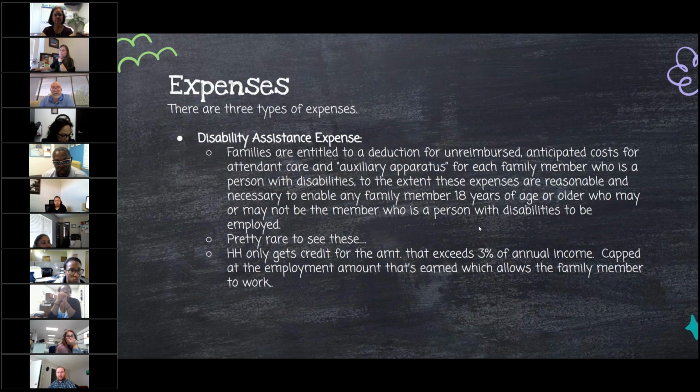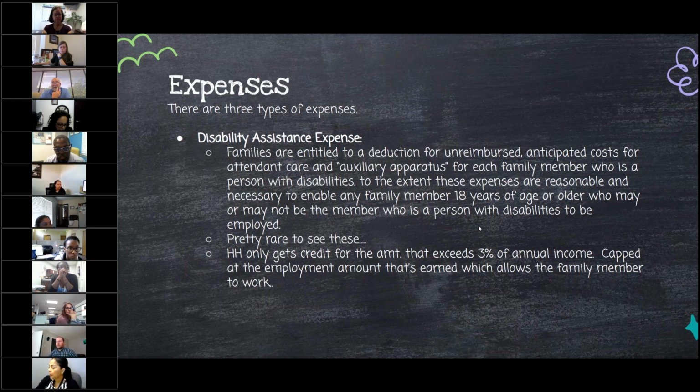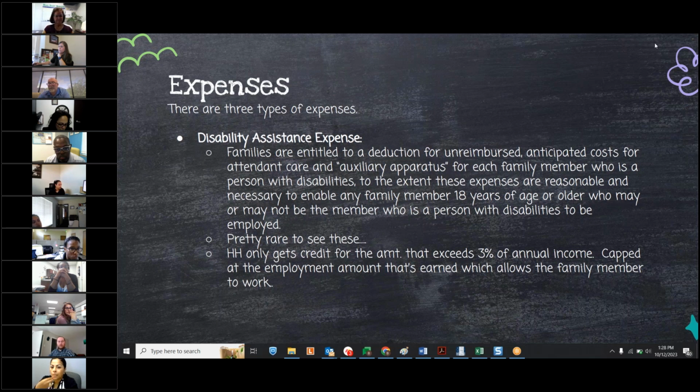So now let's get into expenses. And there's 3 kinds of expenses. We're going to start with the disability assistance expense. This one's pretty rare actually, but it's listed first in the 4350, so it's the one everyone always trains on first. And actually I went to a training last week and I was like, why did they do that first? And then like, I don't know, 72 hours later, I started putting this together and I did it first myself. So I get it.